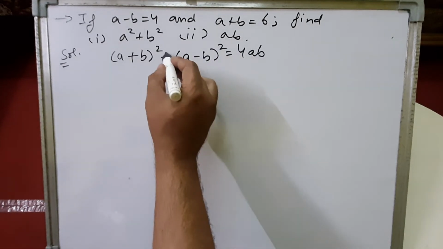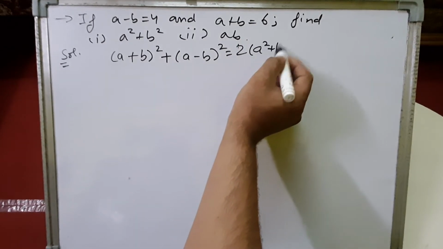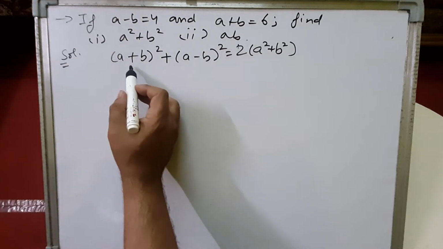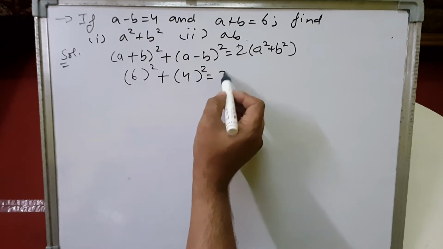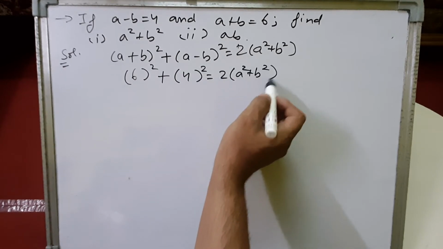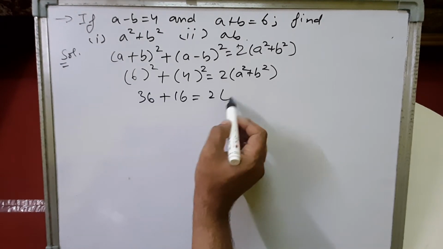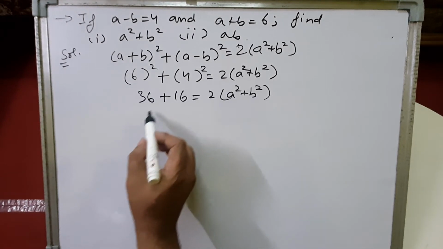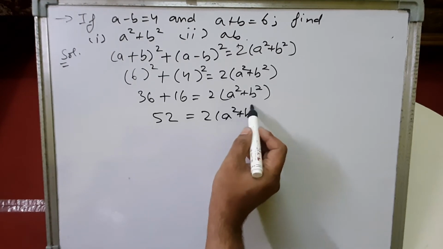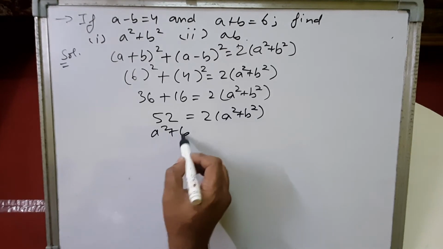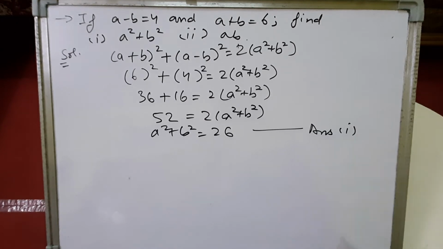Alright, and if you put a plus sign, the formula will become 2 bracket a square plus b square. So let's substitute the values here. It will become 6 square plus 4 square equals 2 times a square plus b square. So 6 square is 36 plus 4 square 16 equals 2 times a square plus b square. So 36 plus 16 will get 52 equals 2 times a square plus b square. So the value of a square plus b square will be obtained as 26. So this is your answer 1.